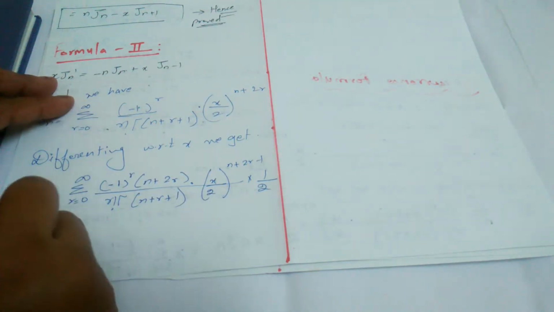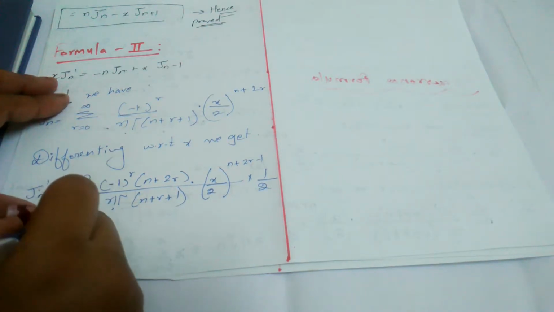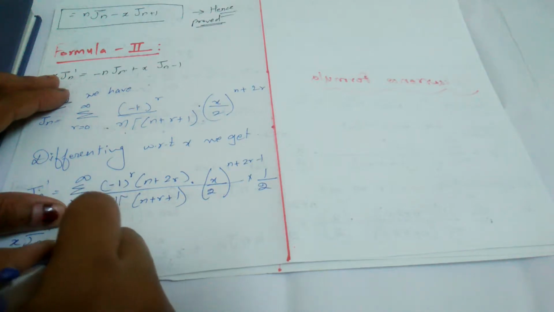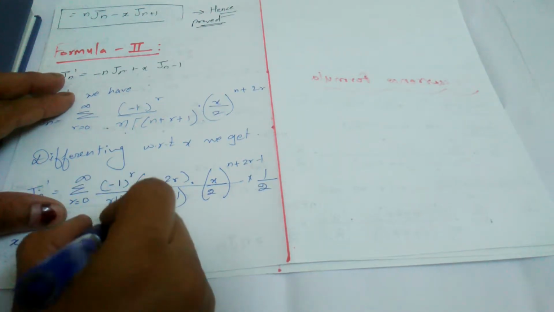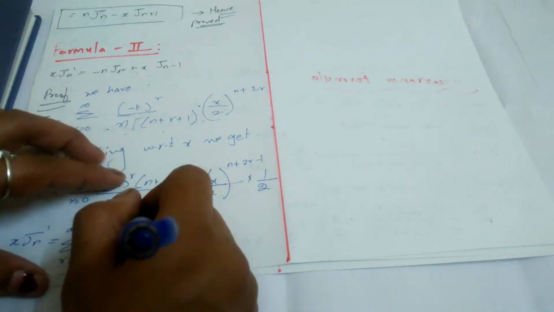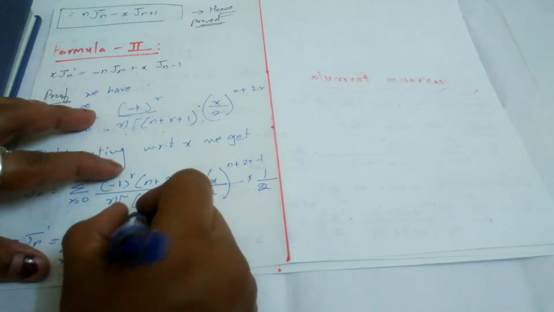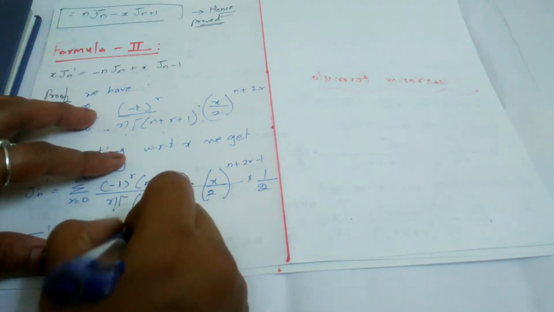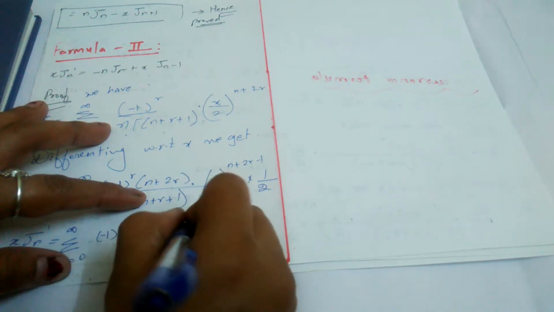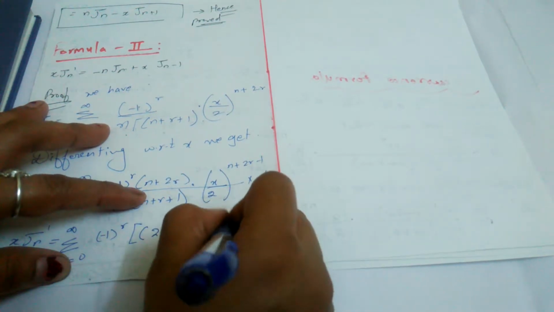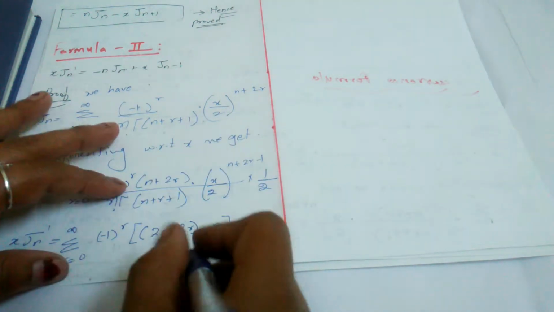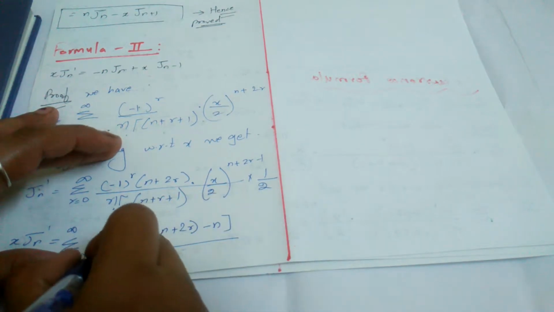So what we are getting is xJn' equals the summation over r from 0 to infinity of (-1)^r. And now here we are doing something different. In this part we write 2n + 2r - n. So 2n - n will give me n, divided by r factorial.